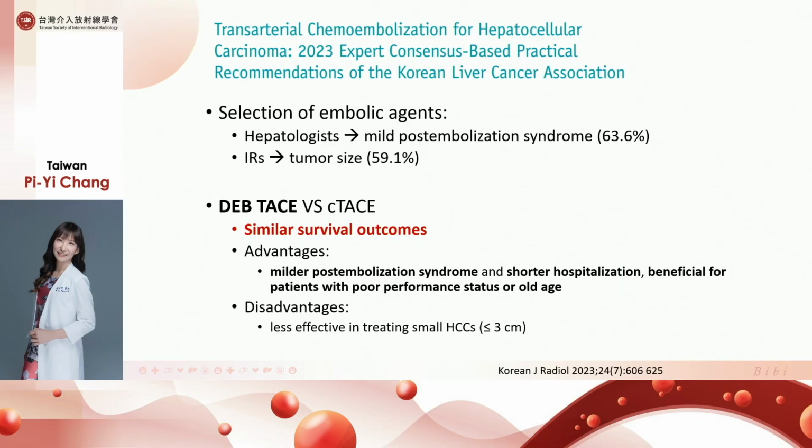For selection of embolic agent, actually, hepatologists, the clinicians, will choose DAPTase due to mild post-embolization syndrome. But the IR doctors, we choose to do DAPTase most of the time depending on the tumor size. DAPTase versus CTase, actually, has similar survival outcomes in the Korean recommendation, but DAPTase had advantages in milder post-embolization syndrome, shorter hospitalization, and benefit for patients with poor performance status or even old age. And the disadvantage of DAPTase is that if the tumor is too small, please choose CTase.